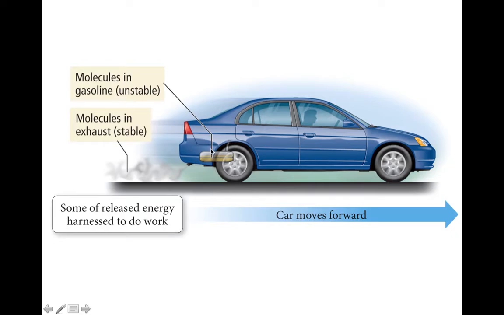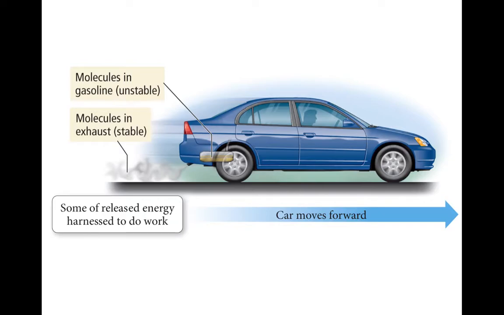And this figure emphasizes that systems have a tendency to go from unstable conditions to stable conditions, and it turns out that the molecules in gasoline are relatively unstable, right? That's why they burn. And molecules in exhaust are relatively stable. That's why they don't burn. So some of the released energy is harnessed to do work. You can see that the force is applied along a distance. The car moves forward, and so work is done as the object is moved down the road over a distance.